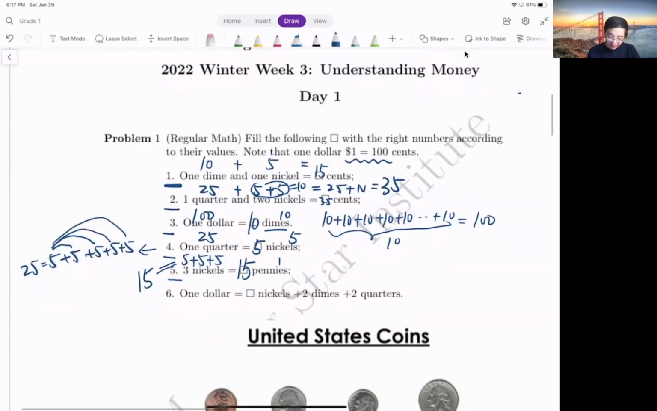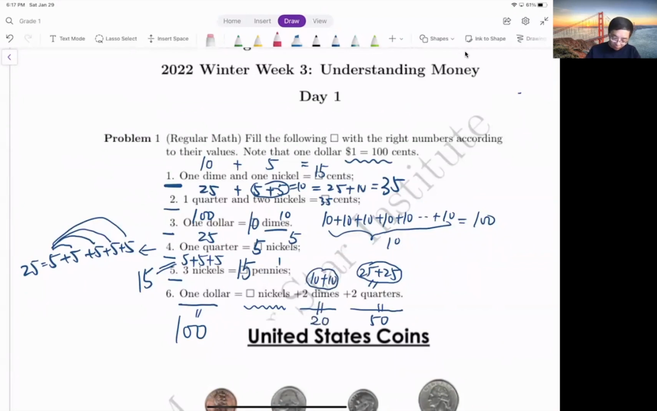Okay, so this one is slightly more tricky. $1, we already said this is 100. And then 100 equals to how many nickels plus 2 dimes plus 2 quarters? Okay, what's 2 quarters? 1 quarter is 25, so 2 quarters is 25 plus 25. Okay, we know this part equals 50, right? And 2 dimes, each dime is 10, so you add them together, 10 plus 10. So this part is 20.